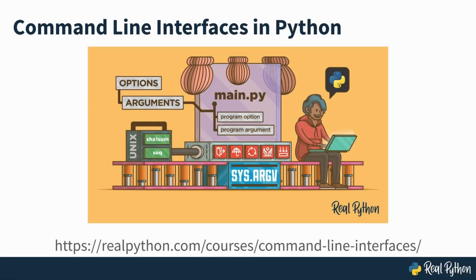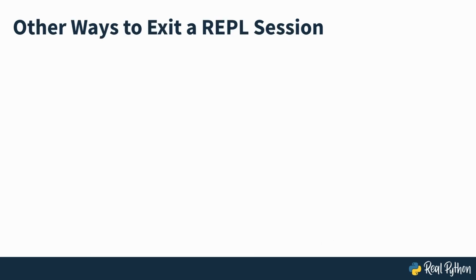This is just a sampling of the options that may come in handy when you're using Python in interactive mode. For a complete list of command line options, check out this Real Python course. Earlier you saw that you can use exit or quit to leave a REPL session, but there are other methods available to you. Some you may use every day, others you may only see or use occasionally.